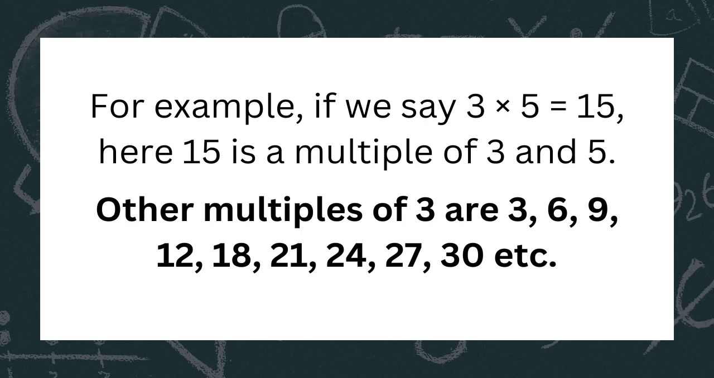How did we get this? It's simple. Since we are trying to get multiples of 3, we will say 3 times 1 is 3. That's why we have the first 3 there. 3 times 2 is 6. 3 times 3 is 9. 3 times 4 is 12. 3 times 5 is 15.